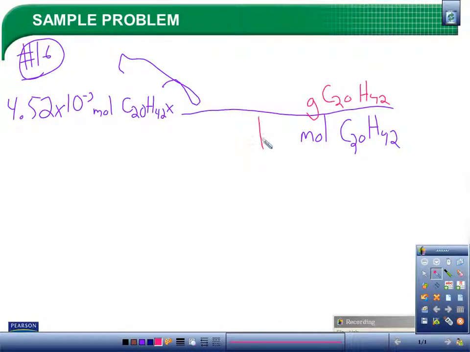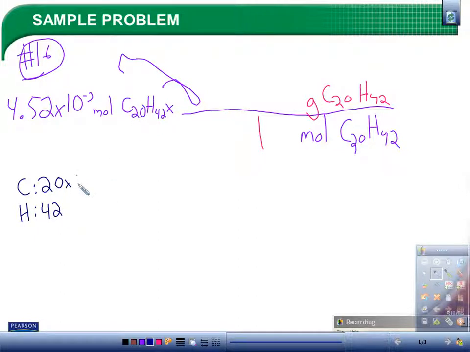Okay, it's always 1 mole, because the periodic table always tells me 1 mole. It's never going to change. Okay, so then off to the side, I got to figure out the molar mass. So I have 2 things. I have carbon, I have hydrogen. That comes from my formula. I have 20 carbons, and I have 42 hydrogens. That's my formula right from there.